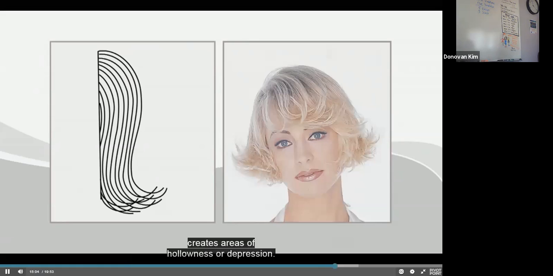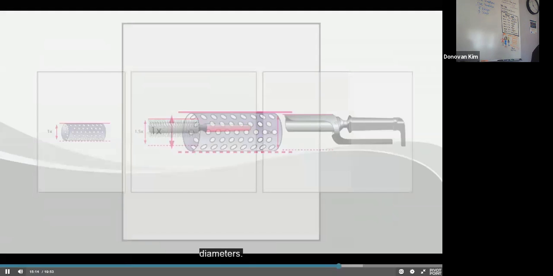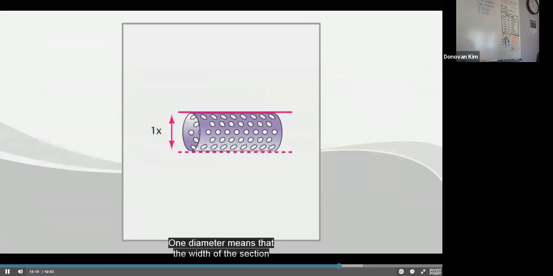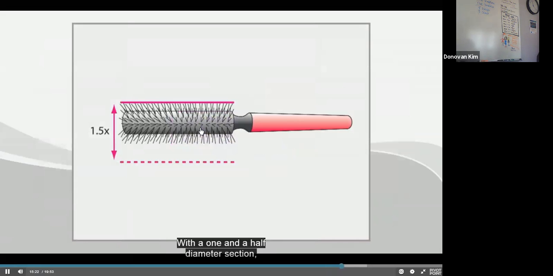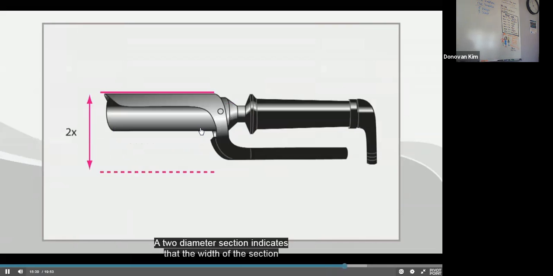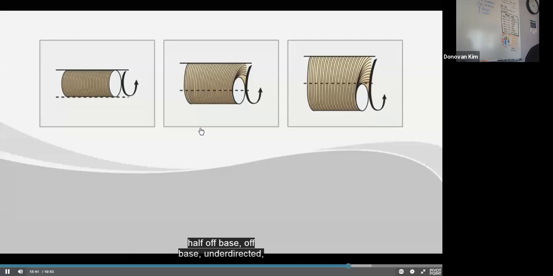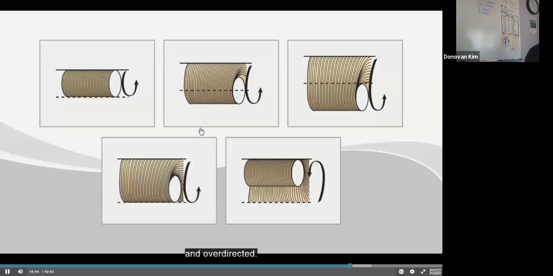The diameter and length of the tool determine the size of the base, which can be one diameter, 1.5 diameter, or 2 diameters. One diameter means that the width of the section is exactly the same as the diameter of the tool being used. With a 1.5 diameter section, the base is 1.5 times the width of the tool. A 2 diameter section indicates that the width of the section is equal to 2 times the diameter of the tool. There are 5 base controls: on base, half off base, off base, underdirected, and overdirected.